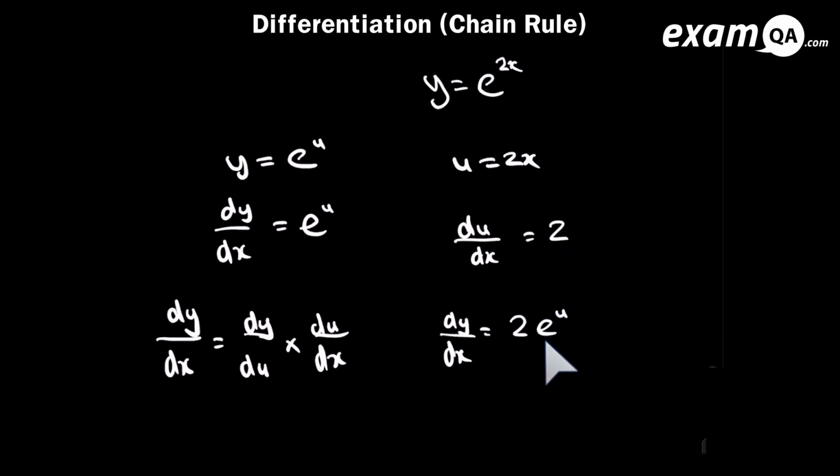Now again, we don't want that u in there, so just replace it with what u is. U is 2x. And it's as simple as that.